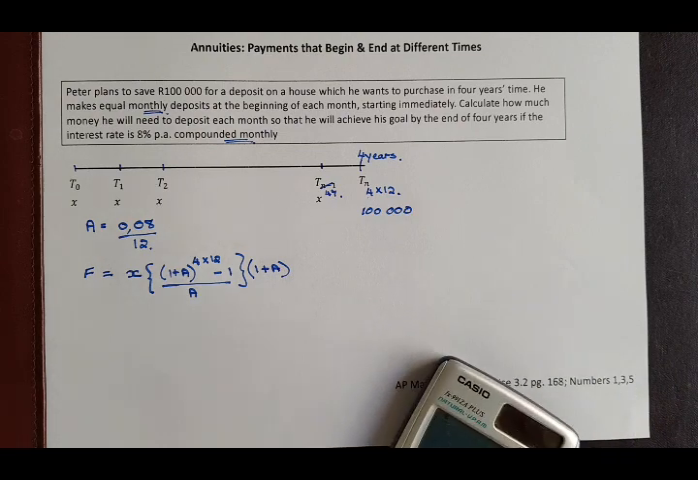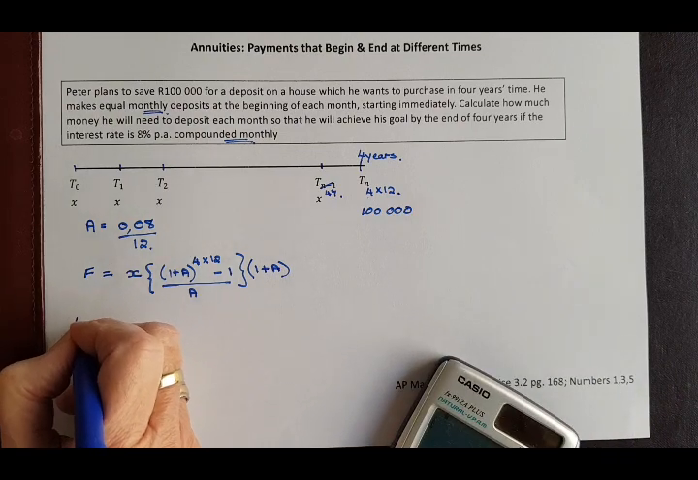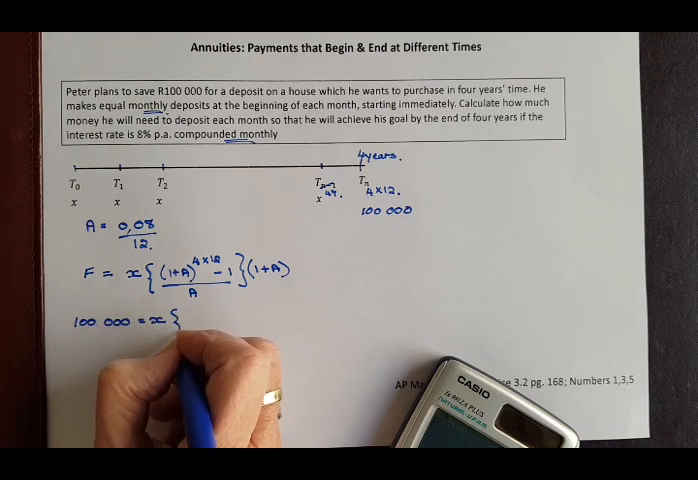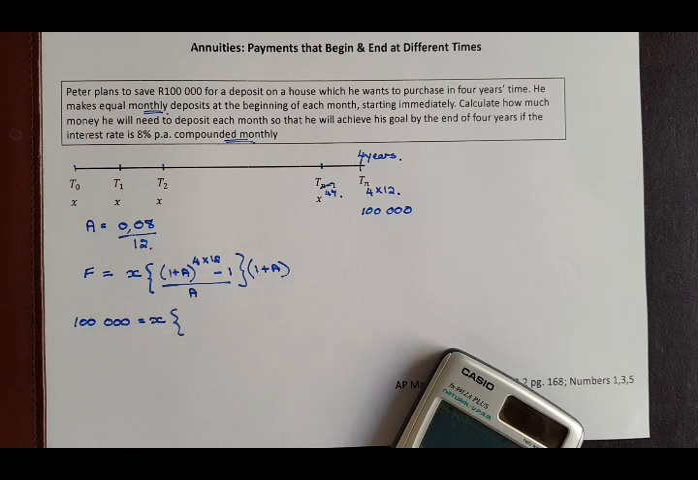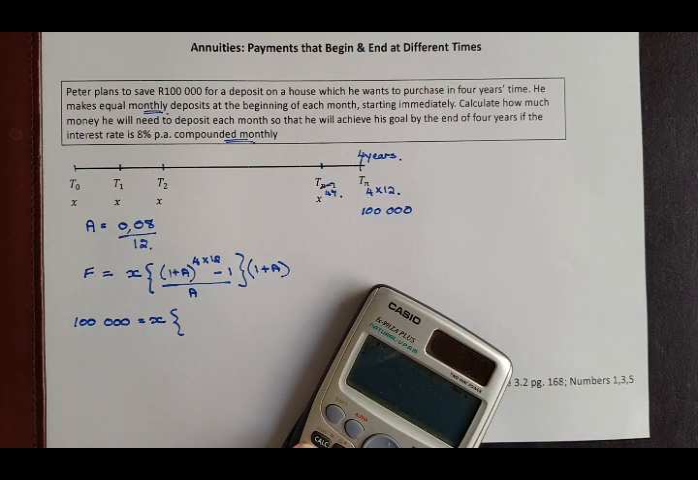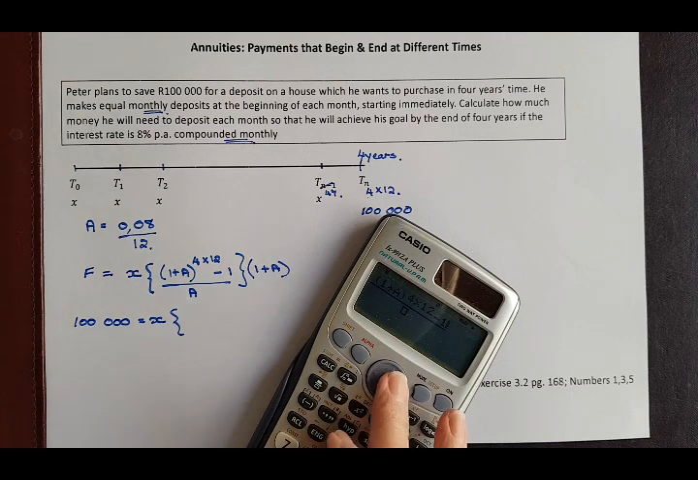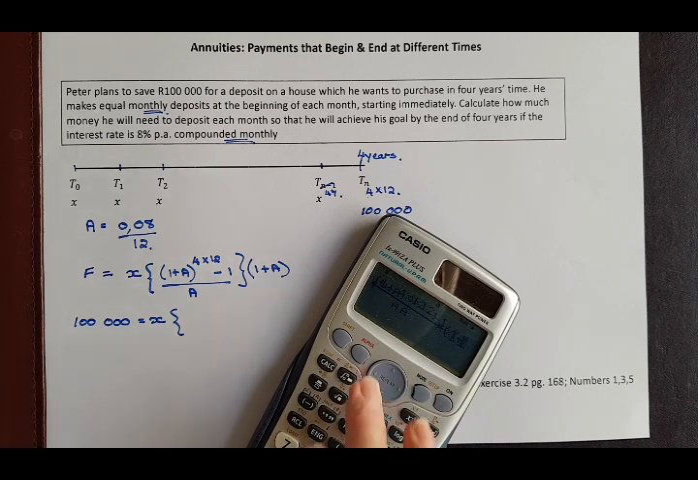Let's do that calculation. We have our 100,000 is equal to X. And when I do this calculation, I have 1 plus alpha A close bracket raised to the power of 4 times 12, minus 1, all divided by alpha A, multiplied by, open my bracket, 1 plus alpha A, close my bracket.